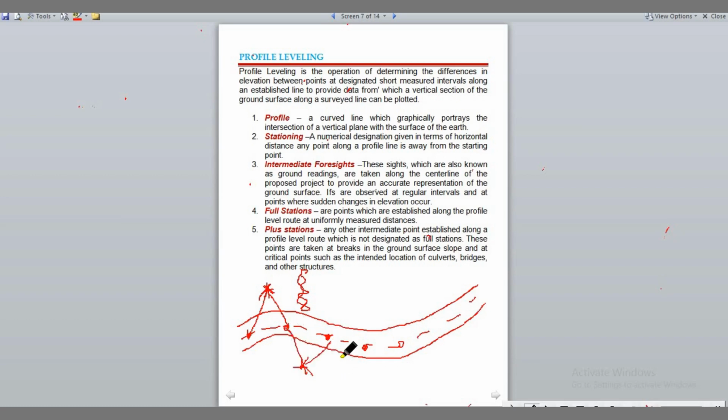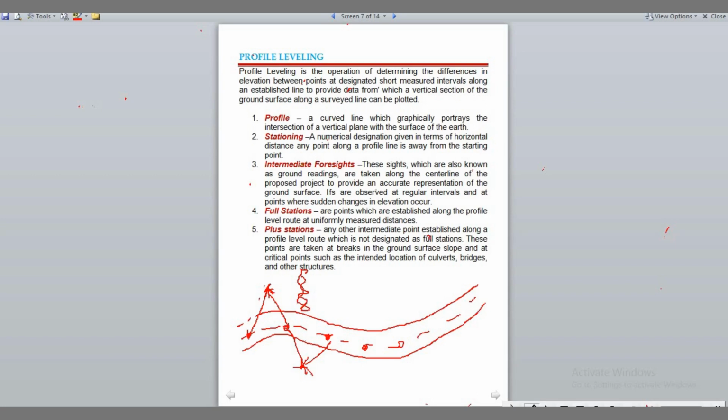The profile leveling is like differential leveling, but profile leveling is intended for roadways or highways. And later we will follow a certain interval in profile leveling. What do I mean by interval?